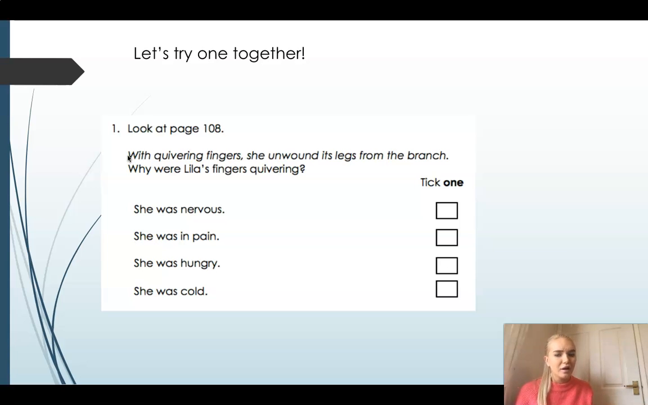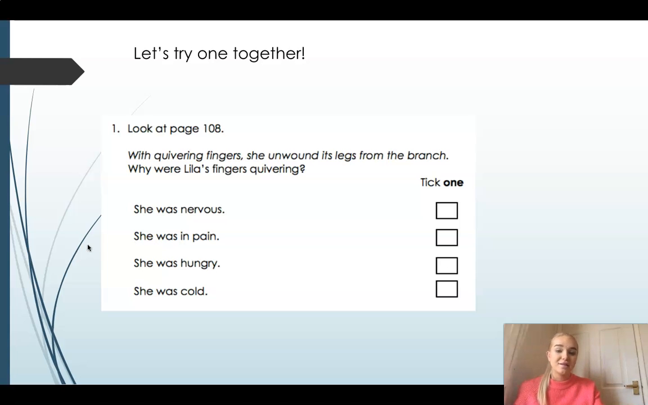Now, we have learned what this word quivering means before. Do you remember what the word quivering means? That's right. If you are quivering, your fingers might be quivering, they are shaking. Now, nothing here says anything about shaking. So this is where we need to start to make inferences, an educated guess. We need to be detectives and find out, well, why were Lila's fingers quivering?